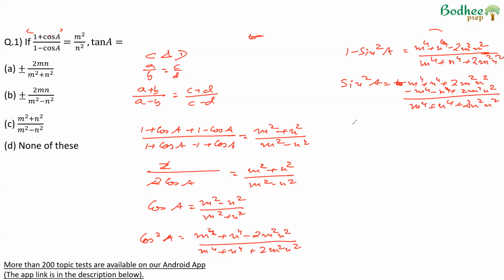And therefore sine square a will be nothing but 4m square n square upon (m square plus n square) whole squared. And therefore, if we take the root, we'll have sine of a is nothing but plus minus 2mn upon (m square plus n square). Tan a is nothing but sine a upon cos a.